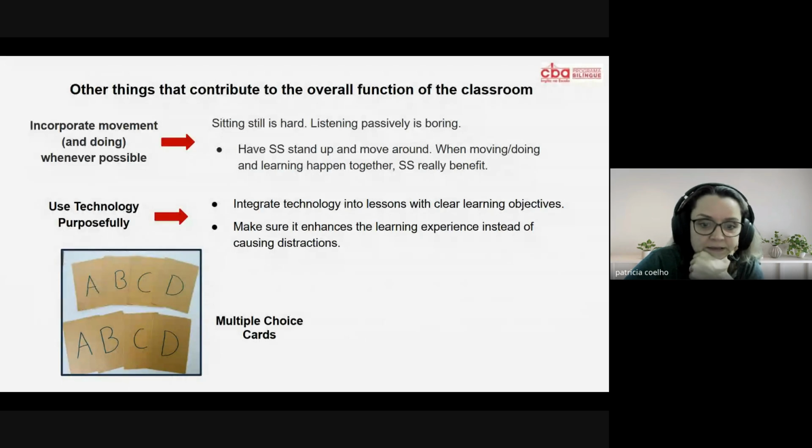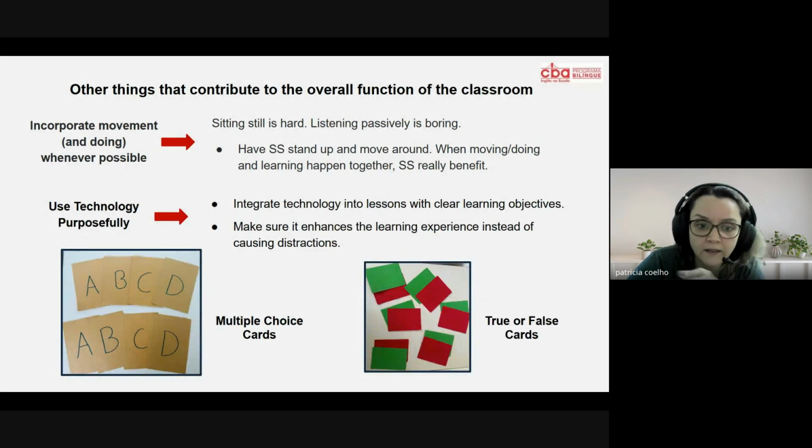Speaking of movement and using technology or not depending on technology, I brought here a couple of examples. These are paper cards. The first set is ABCD, or it could be ABC. They are multiple choice cards. The second picture shows sets of 2 cards each. I call them true or false cards. So, a true or false exercise after reading a text, or any exercises in which you have 2 options, going right or going left.